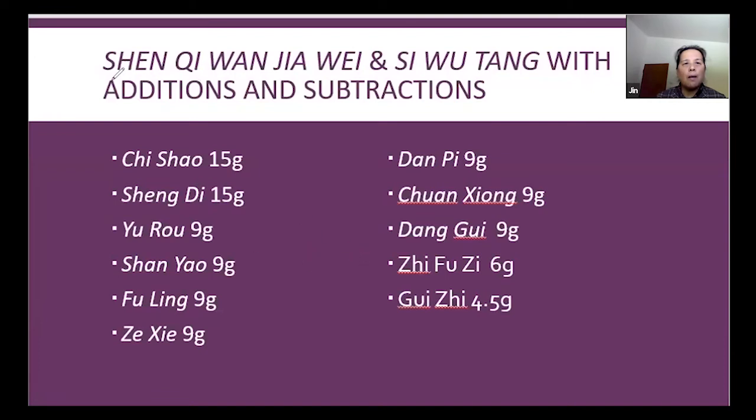The formula is 肾气丸 plus 四物汤. 肾气丸 tonifies the kidney more, 四物汤 tonifies the blood more. So basically, with 肾气丸 we tonify kidney yin and kidney yang, and we also tonify the blood. 附子 is a pretty warm herb. 桂枝 is pretty warm.